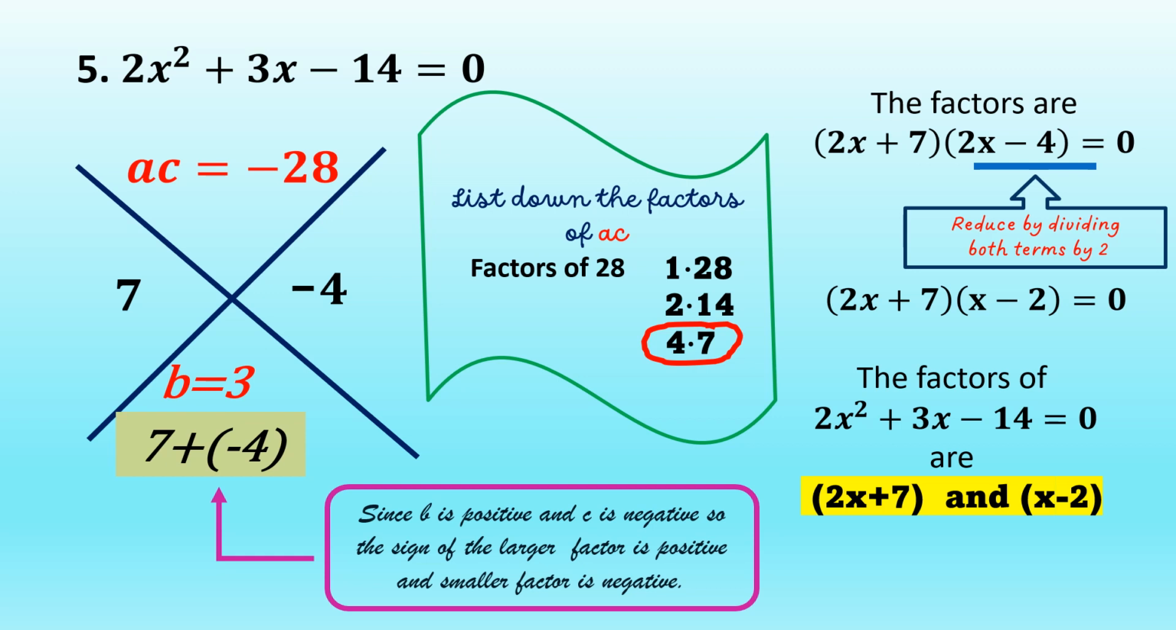So the factors of 2x squared plus 3x minus 14 equal to 0 are quantity 2x plus 7 and quantity x minus 2. Try using the x factor on this quadratic equation, 4x squared minus 8x minus 12. I will give you 2 minutes to do this, and then I will show you the answer.